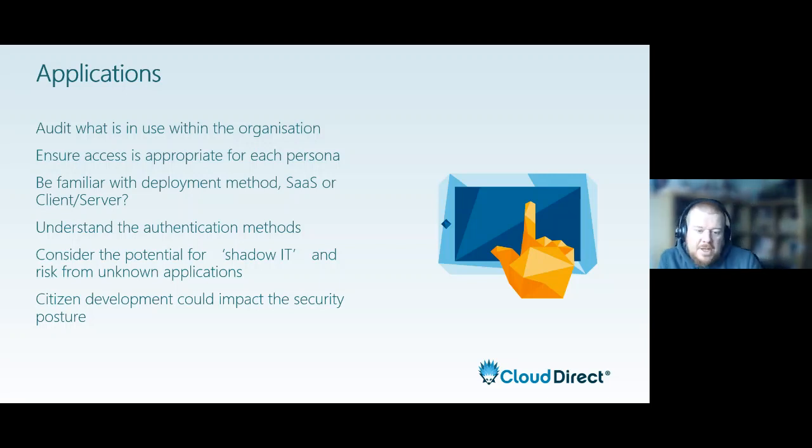We need to consider the potential for shadow IT. So some people do manage to use applications which are unsanctioned, which are unknown about within IT. How do we pick up and learn from that? How do we recognize those things? And there are tools within the Microsoft suite to do things such as that within Defender for Cloud Apps.